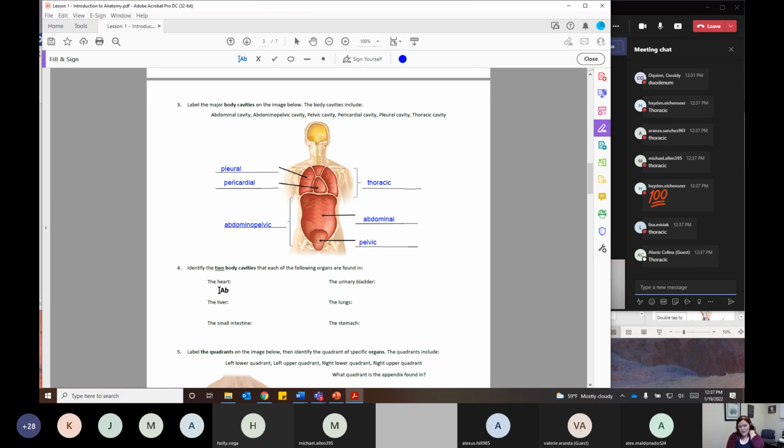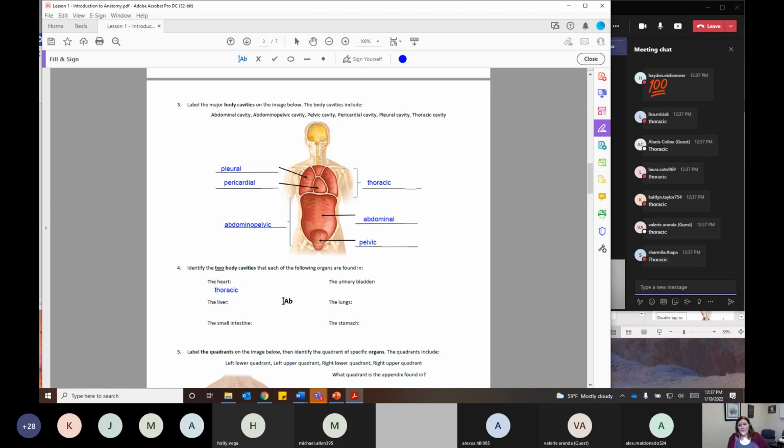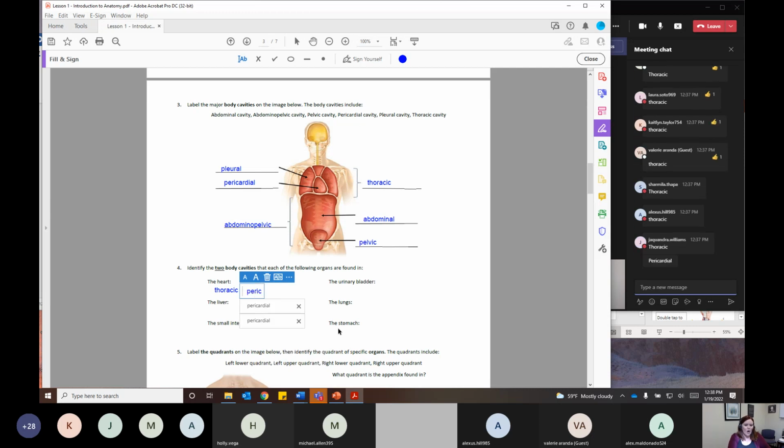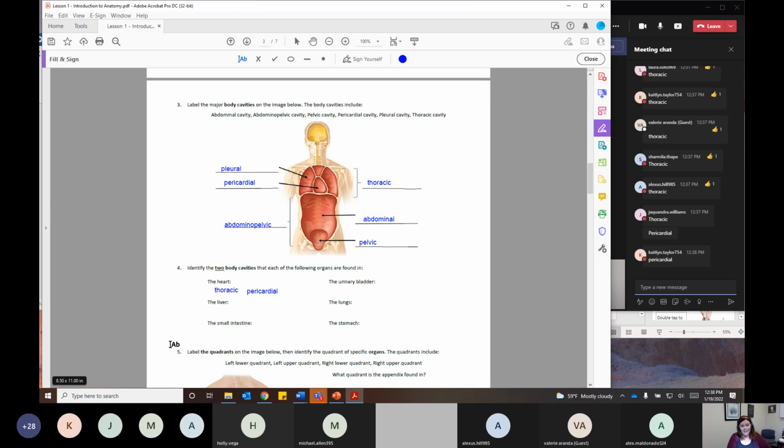Awesome. Yeah, several of us are chiming in. The heart's general cavity is the thoracic cavity. But we can also be specific with the heart to say exactly where it is in that cavity. And when we're specific about exactly where it is, that's when we get to say it's part of the pericardial cavity. The pericardial cavity.